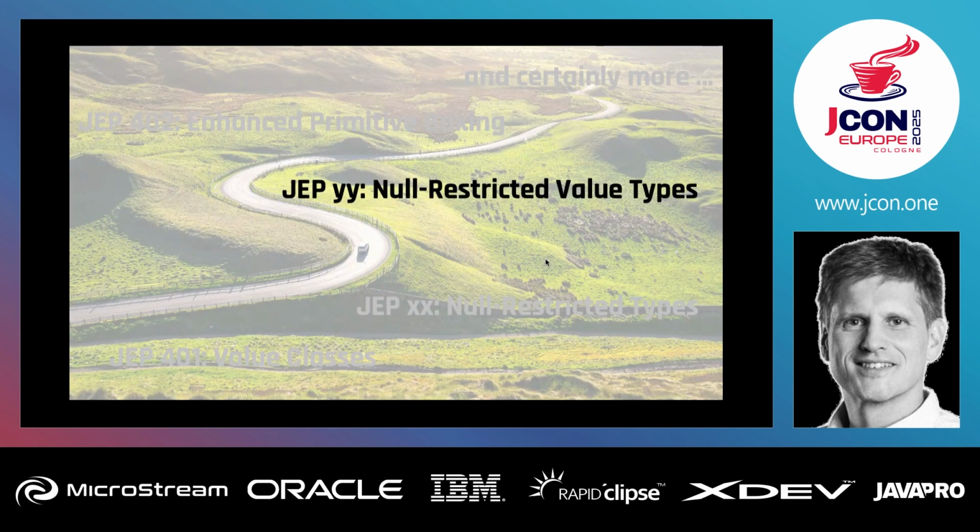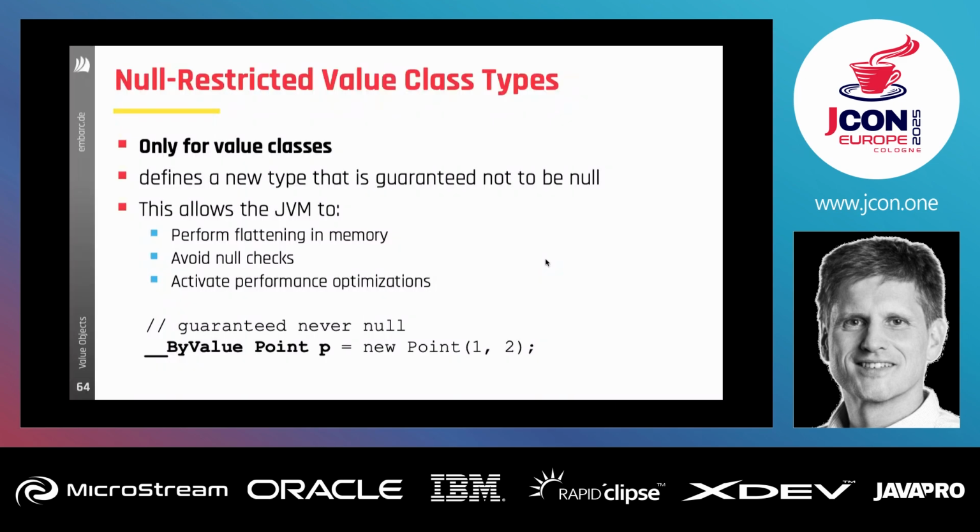So let's go to the second JEP draft, and it's called null-restricted value types. And this is only for value classes. It defines a new type that is guaranteed to not be null, and that allows the JVM to optimize, like the flattening, null checks can be avoided, and some more performance optimizations.